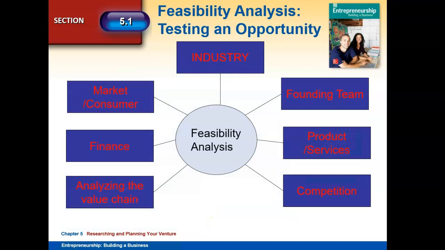So next we're talking about the actual feasibility analysis, and this breaks down 7 different ways. And this is it here: the industry, the founding team, products and services, competition, analyzing the value chain, finance, marketing, consumer, and I got a slide for each one of these. We'll go through them over time.